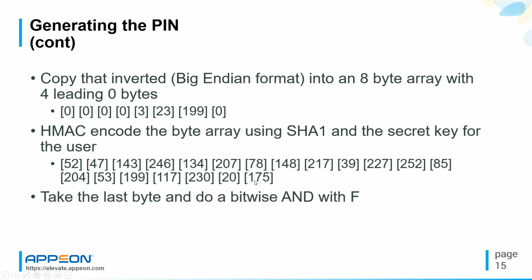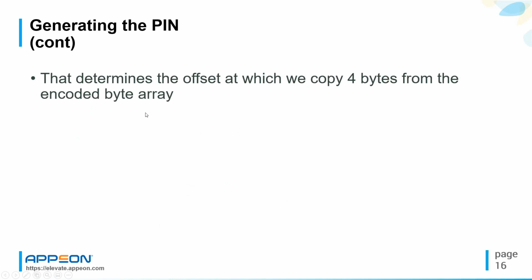We take the last byte, this 175 in this case, and we do a bitwise AND with F to strip off the highest bit. So now we get 15 rather than 175. I'm not sure why there's a typo there. That should have been 175 AND F equals 15. Okay, that determines the offset that we're going to go into that byte array and copy 4 bytes out of.